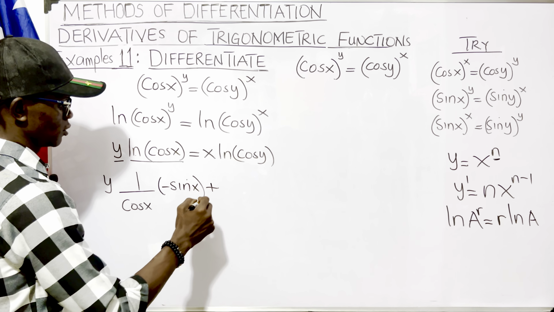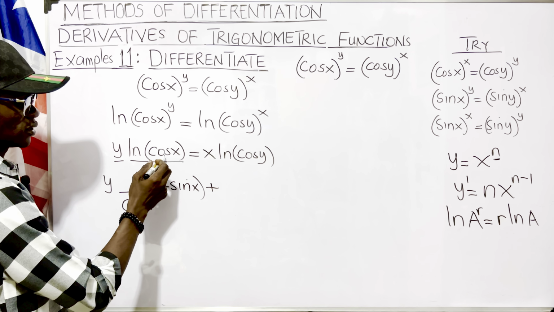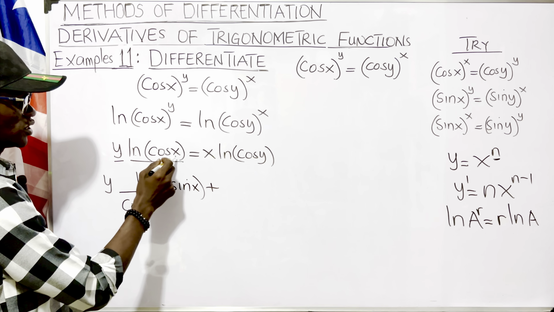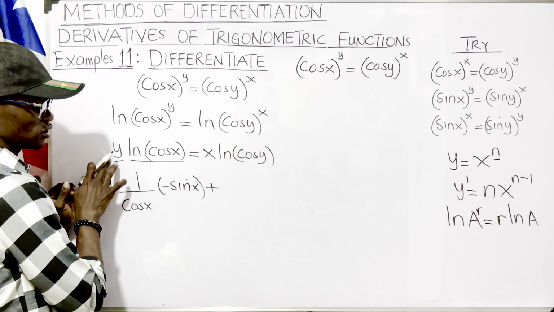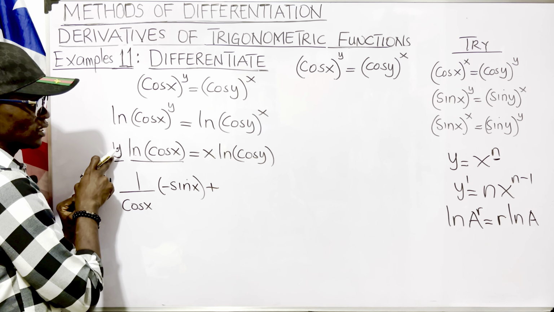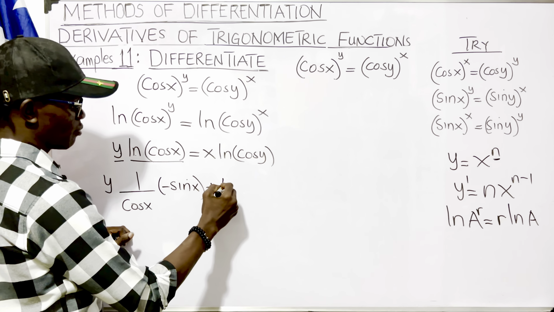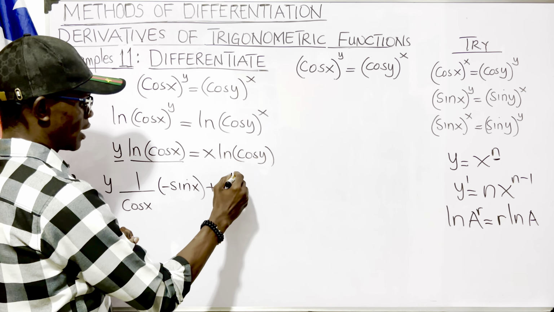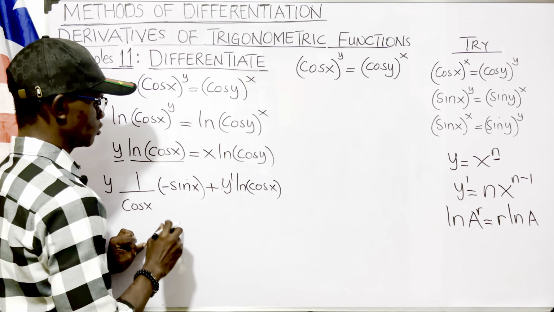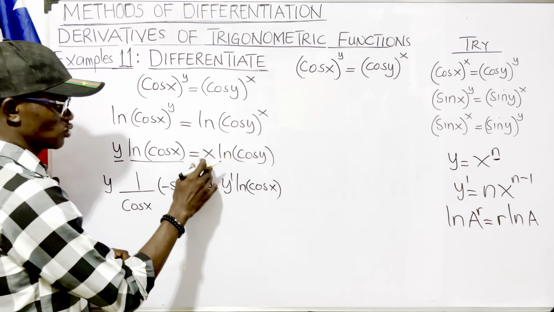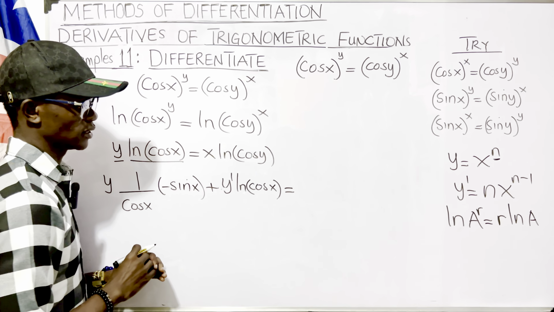Then plus, since we held this y and differentiated ln of cos of x, we must now hold ln of cos of x and differentiate y. The derivative of y, since y is the name of the function, is just y prime. So y prime times the ln of cos of x. So we're done with the left side. Let's go to the right hand side.